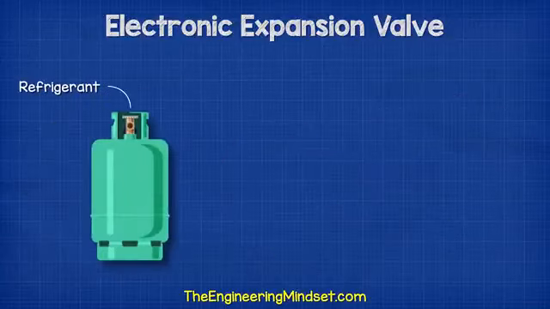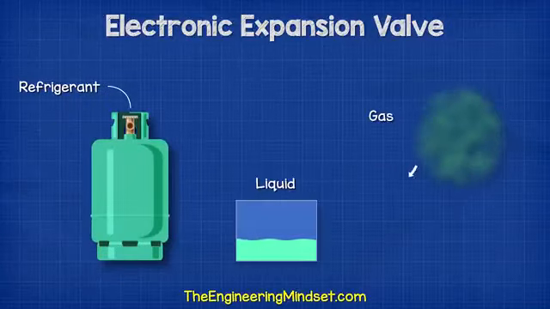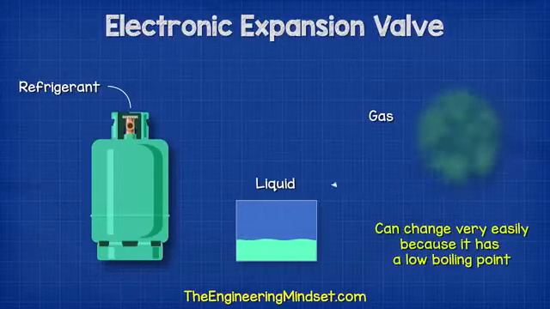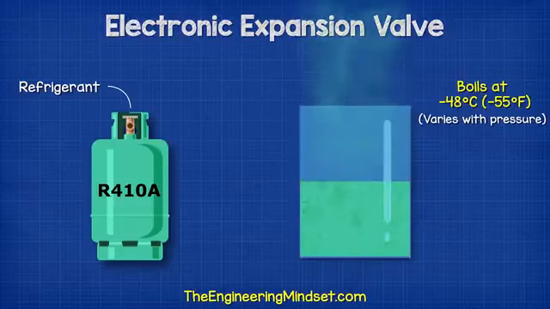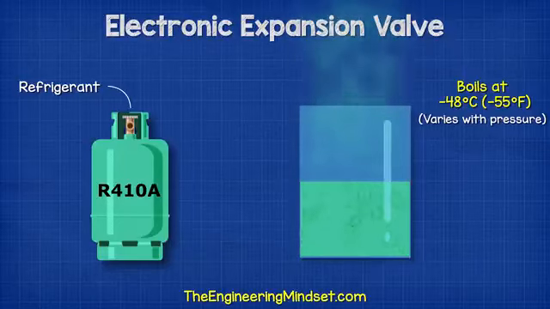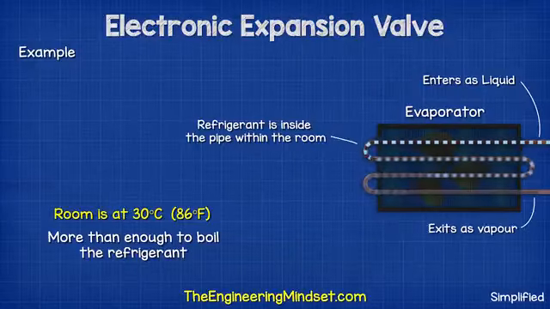The refrigerant is a specially designed fluid which can change between being a liquid and a gas very easily, and that's because it has a very low boiling point. For example, refrigerant R410A will boil at negative 48 degrees Celsius or negative 55 degrees Fahrenheit, although this will change with pressure. But if the refrigerant is inside a pipe within a room, and the room is at 30 degrees Celsius or 86 degrees Fahrenheit, then this will be more than enough to cause it to boil from a liquid into a vapor.